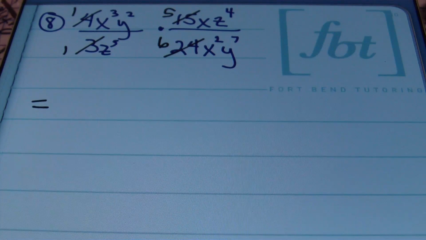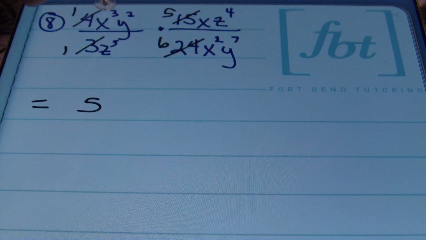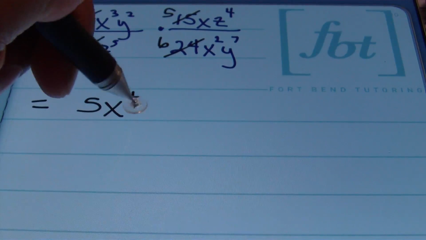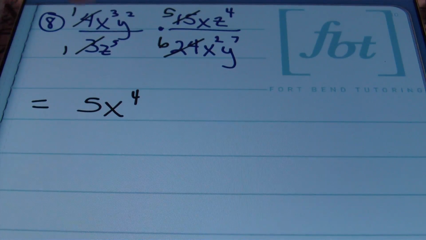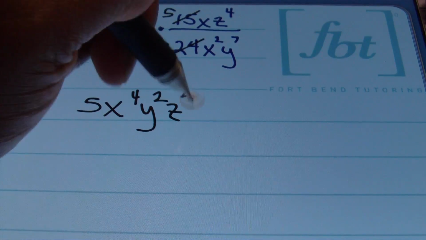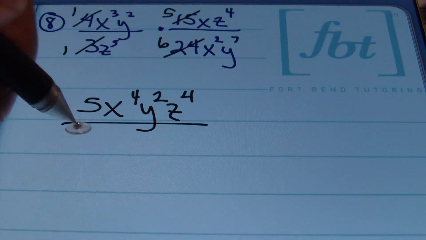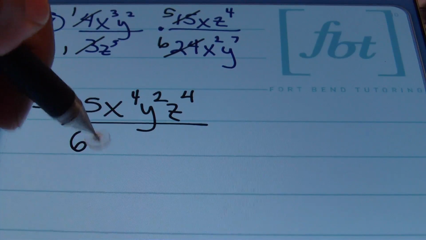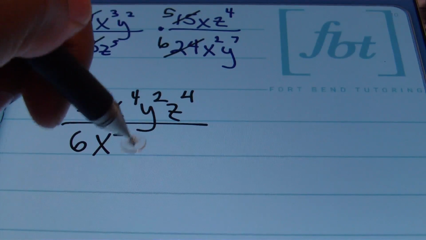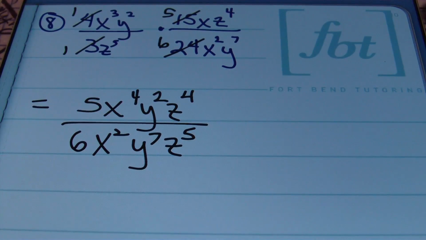From there, I'm going to multiply straight across. So, multiplying my coefficients, I know that 1 times 5 is 5, right? And then, x cubed times x gives me x to the 4th power. Then, y squared times z to the 4th power. I'll just write that next to one another. We'll have y squared z to the 4th power. All of that is going to be over multiplying 1 times 6, that gives me 6. I'll have this x squared here. I'll have y to the 7th power, and then I'll bring down that z to the 5th power, like so.